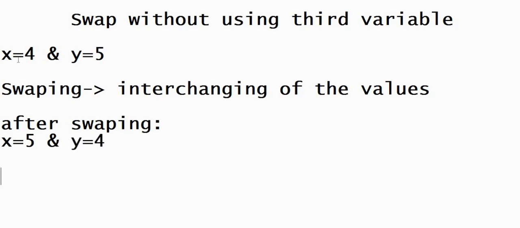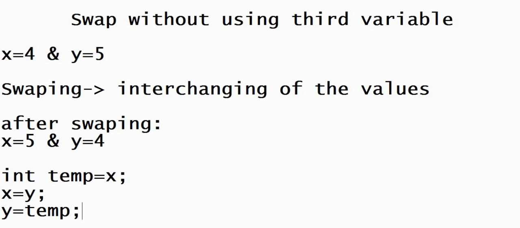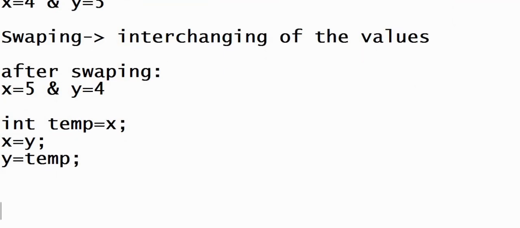Normally in any programming language we use a third variable, like a temporary variable. temp is equal to x stores the value of x. Then replace x with y, then replace y with the temporary variable's value. So this is how we proceed for swapping. Let us see how to swap without using this temporary variable.